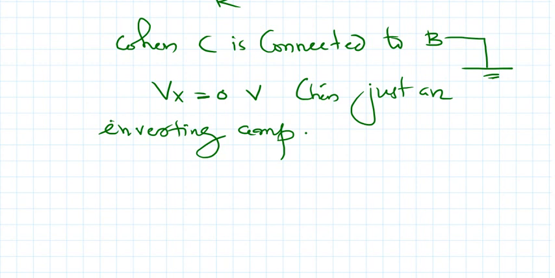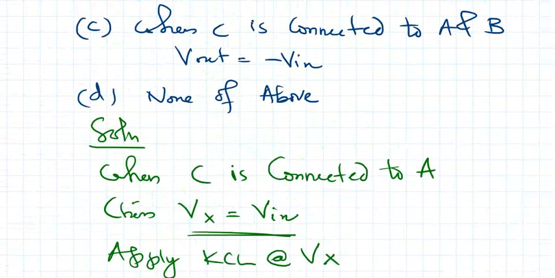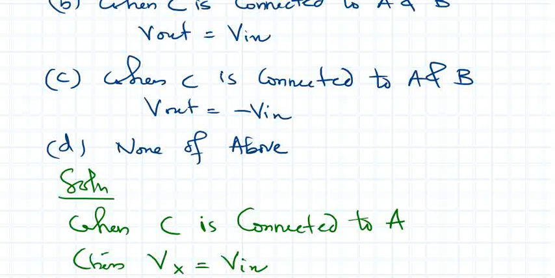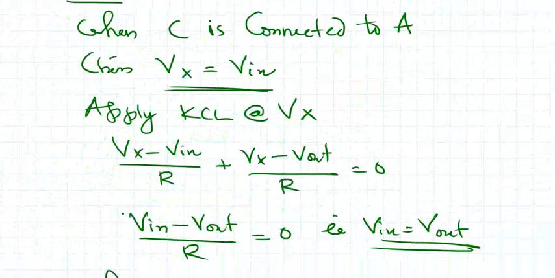So if we analyze one case at a time, it can be done easily. So the statement A is true: when C is connected to A, Vout is equal to V in, and when C is connected to B, Vout is equal to minus V. That statement is true. So analyzing one by one, these are things we can easily do.